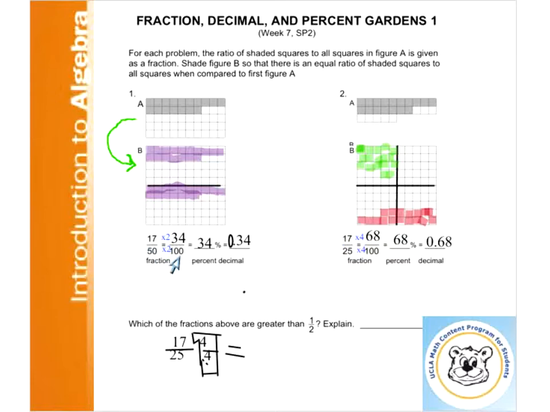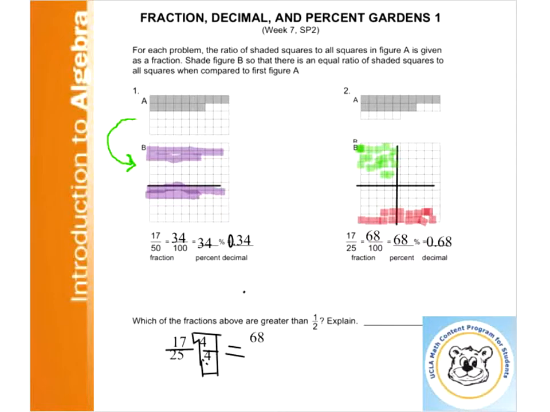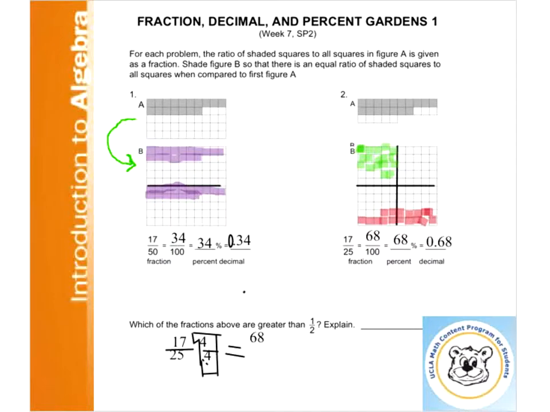Another question, and I think the SP page actually asks, is which of the fractions above are greater than 1/2. Well, I know that in number 2, more than 50 of those squares are shaded, so it has to be greater than 1/2. Whereas in number 1, less than 50 of the squares are shaded, so it has to be less than 1/2. Those are just some different comparing strategies that you want your students to use when looking at this set of problems.